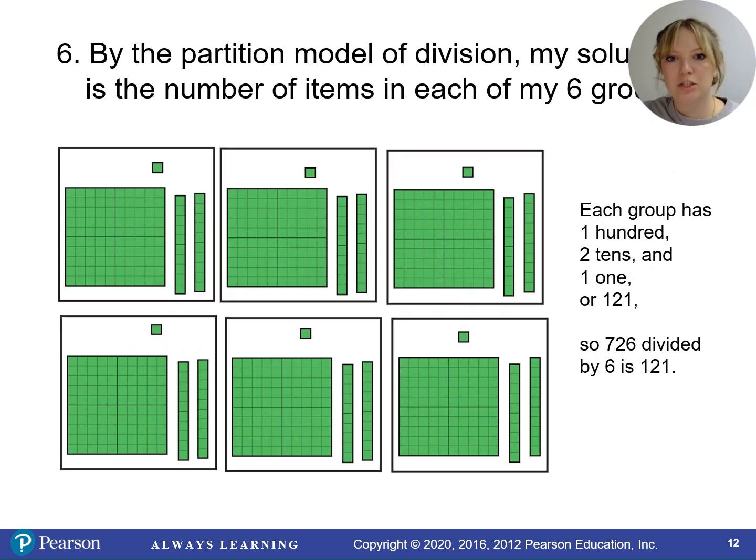So by that partition model of division, my solution is just the number that went into each of the 6 groups. So each group has 100, 2 10s, and 1 1, or 121. So that tells me that 726 divided by 6 is 121.